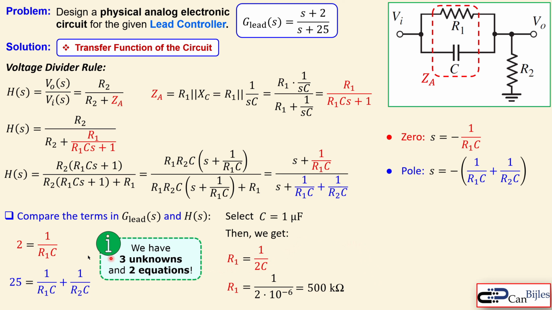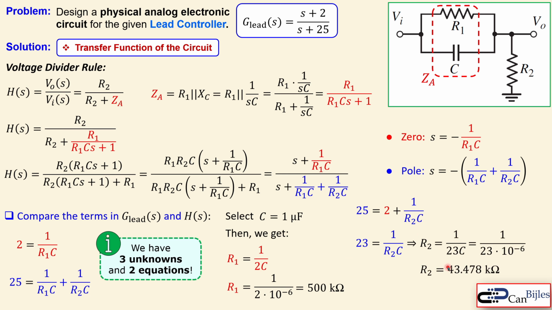Now, since 1 over R1C is 2, that's also here. So in this expression, looking here, it is 25 plus 2 plus 1 over R2C. That's actually shown here. Or 23 is equal to 1 over R2C. Since C is selected, that's known, so R2 is the only unknown in this equation. We can calculate that using this, and you can substitute the values, and you have almost 43.5 kilo ohms, so a little bit smaller. That is the result for R2.